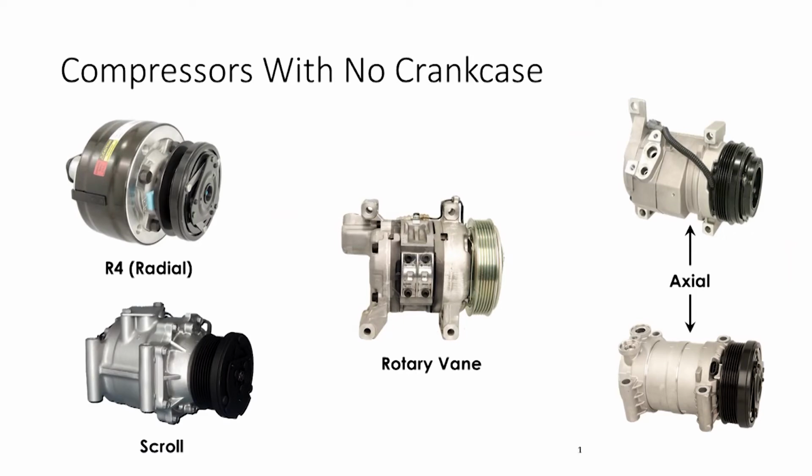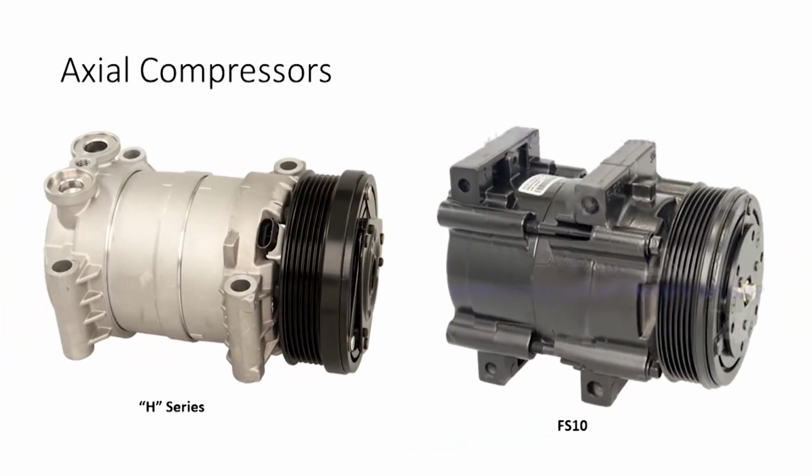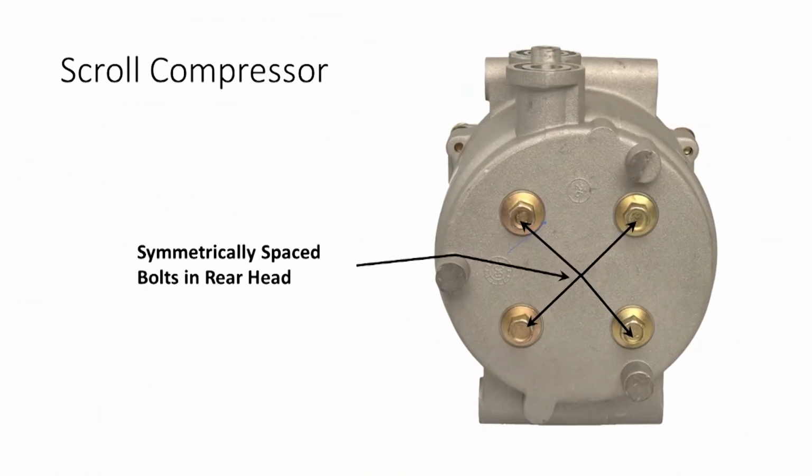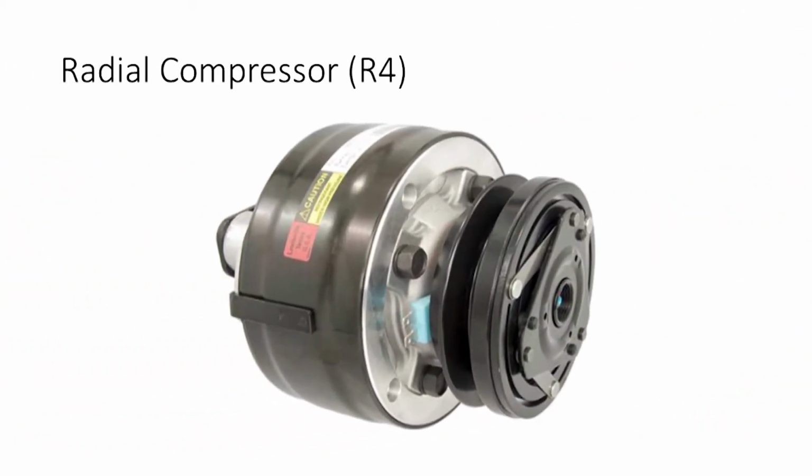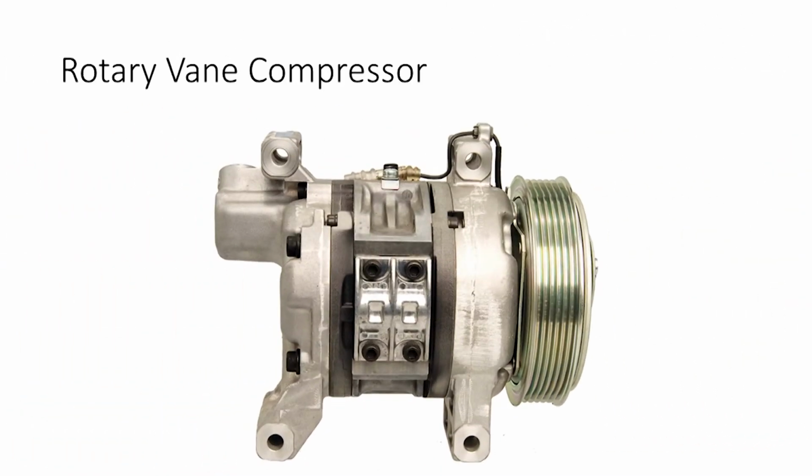There are many different compressor designs that may not have a crankcase. Here are some common examples. Axial compressors, such as this GM H series and this Ford FS10 design. Scroll compressors, which can usually be identified by 4 symmetrically spaced bolts in the rear head of the compressor. Radial design compressors like this R4. And rotary vane compressors, which can usually be identified by a reed keeper plate on the side of the compressor.